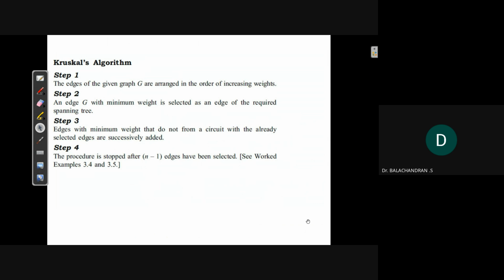Okay. Next, Kruskal algorithm. So in Kruskal algorithm, the edges of the given graph G are arranged in the increasing order, or in ascending order. An edge of G with the minimum weight is selected as an edge of the required spanning tree. Edges with minimum weight that do not form a cycle or circuit with the already selected edges are successively added. The procedure is stopped after n minus one edges have been selected.